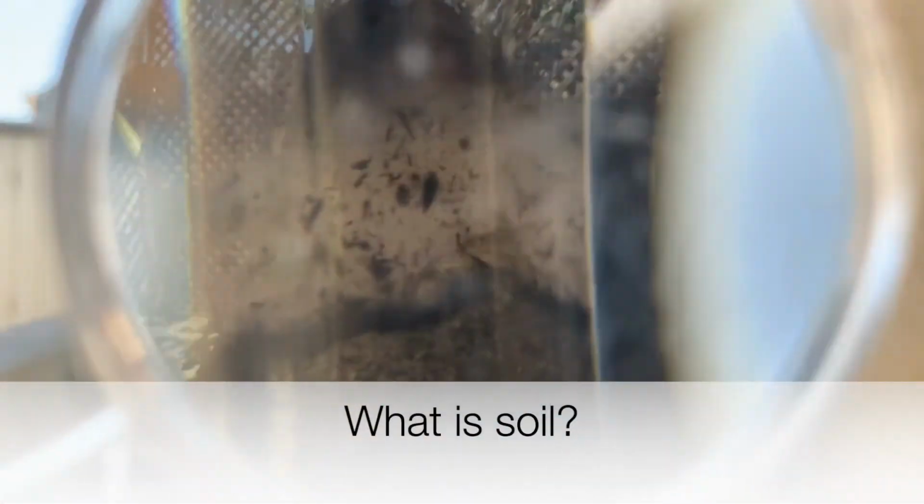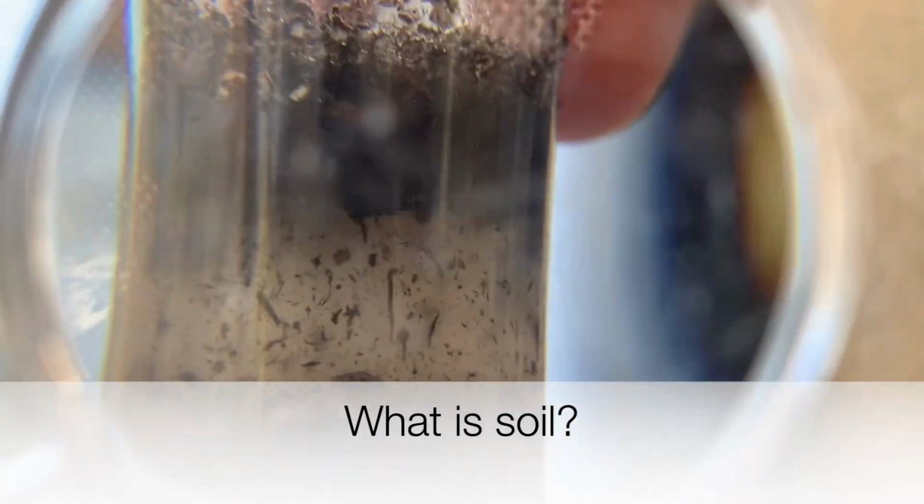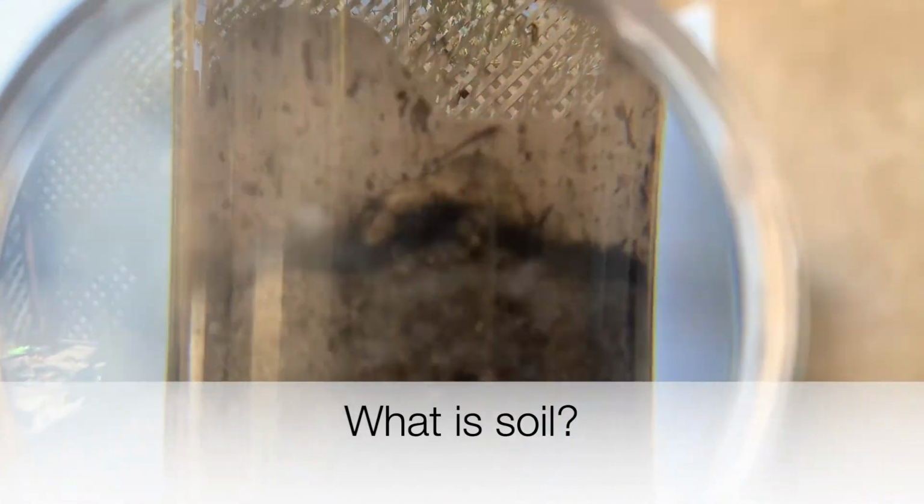So let's take a look at our focus question. So what is soil? Through our separations, we found out that soil is a combination of sand, gravel, pebbles, and decaying plant material like humus.